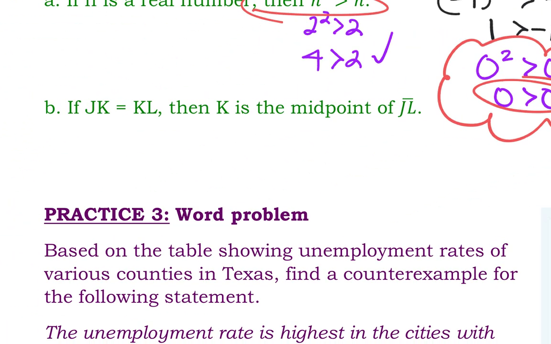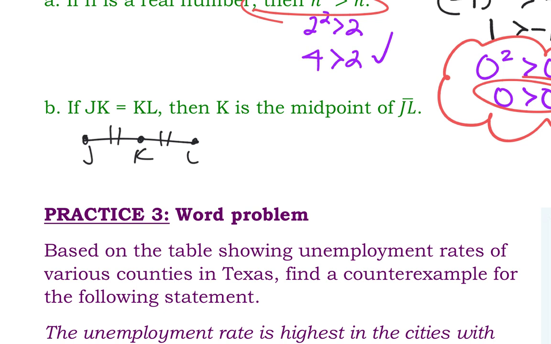The last one says j to k is equal to k to l, so k is the midpoint of j to l. Can we draw j to k equal to k to l, but k is not a midpoint? They're thinking that this is the only way I can draw j to k equal to k to l. Is that the only way we can draw it? How else can we draw it? Draw them separated, but they both have to have k on it.